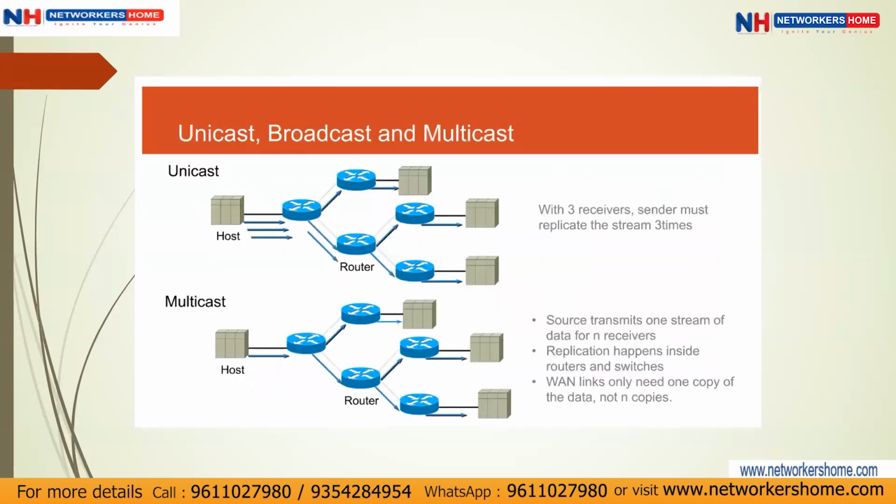Now here you can say we have one host. Suppose we have three receivers. That's for an example. If we have 100 receivers and one receiver requires 1.5 Mbps of speed, 155 Mbps into 100, lots of link bandwidth is utilized. So in multicast, the source transmits one stream of data for n number of receivers. Replication happens inside routers and switches. WAN links only need one copy of data, not n copies.